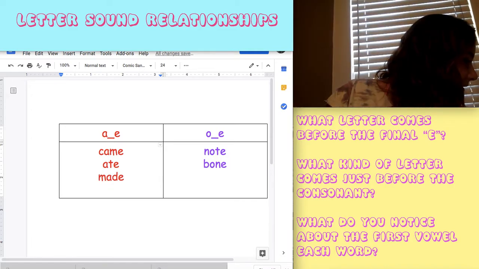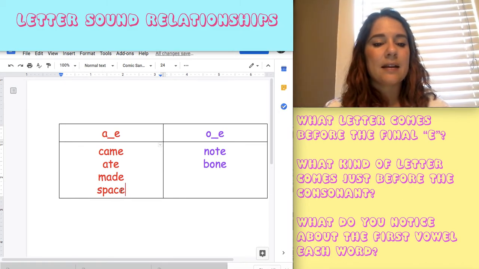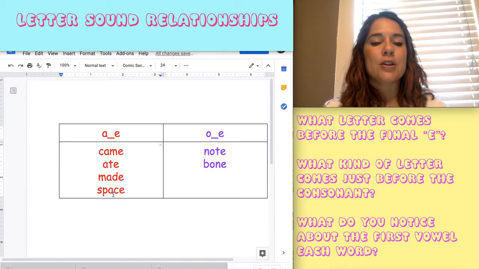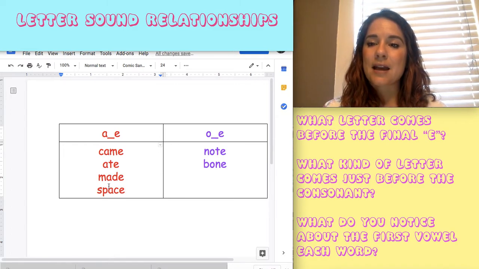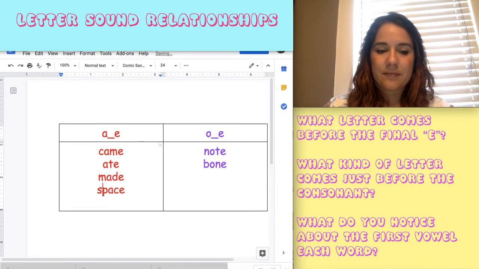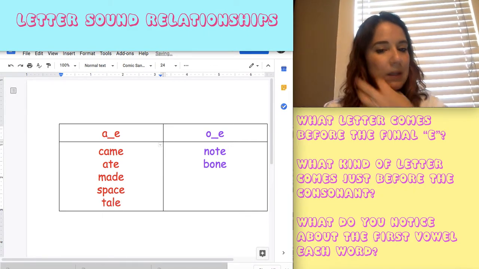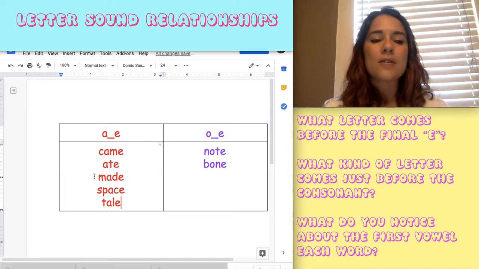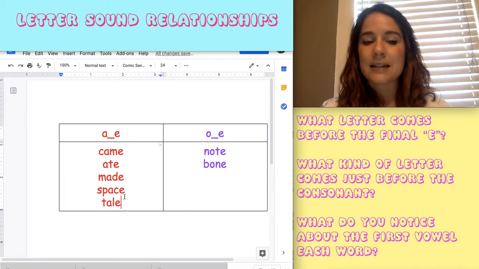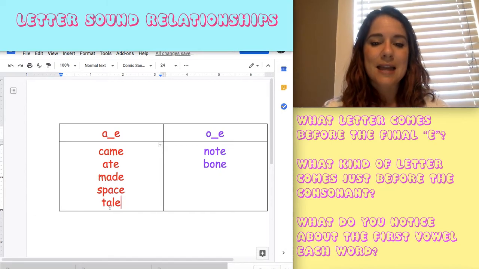Here's another word. Space. Same thing. This has a vowel, a consonant, and a vowel. And notice before this consonant, this vowel is saying the long A sound, which is A, right? And I'm going to add another word, tail. Same thing with this word. All these words have the same thing in common. There's a silent E at the end, and the first vowel is saying the long vowel sound, tail.